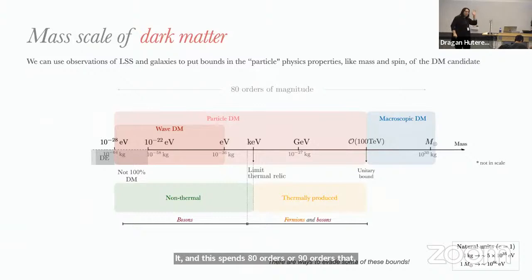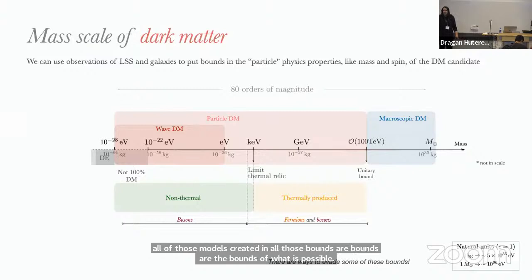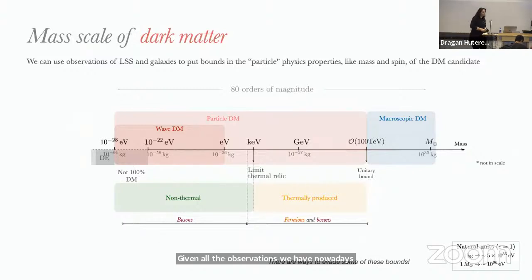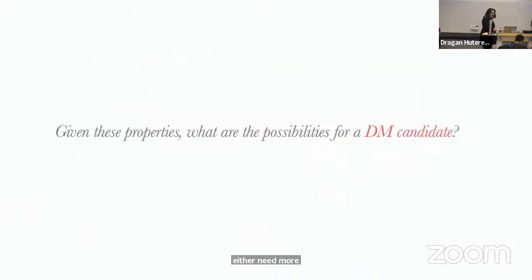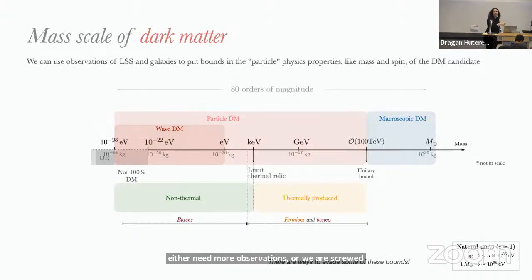So we always hear, oh, dark energy is the biggest problem in cosmology. Dark matter is pretty bad as well. It's 90 orders of magnitude. And all of those models are created within all those bounds, which are the bounds of what is possible given all the observations we have nowadays. So we either need more observations or we are screwed, basically. Just to say really quickly, we can evade those bounds a little bit, not too much.